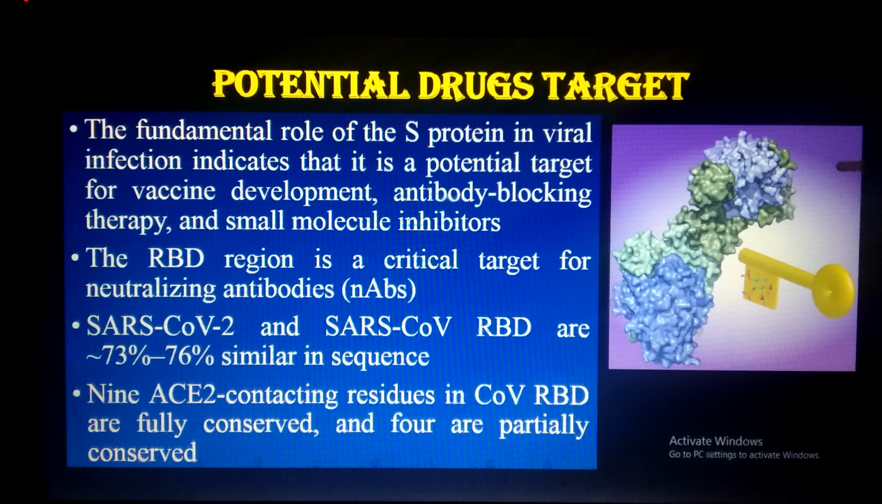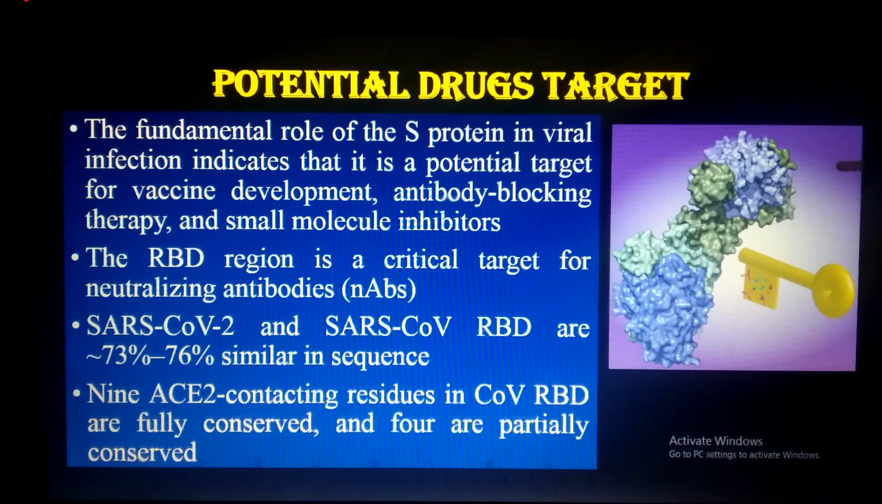And so this S protein is a potential drug target. This is very important. The fundamental role of the S protein in viral infection indicates that it is a potential target for vaccine development, antibody blocking therapy, small molecule inhibitors, and many more. The RBD region is a critical target. Which region is the RBD present in? The S1 region. It is a critical target, which is the receptor binding domain for neutralizing antibodies.